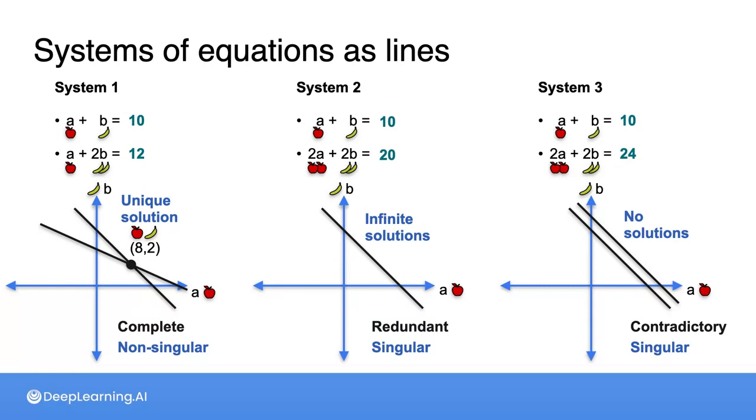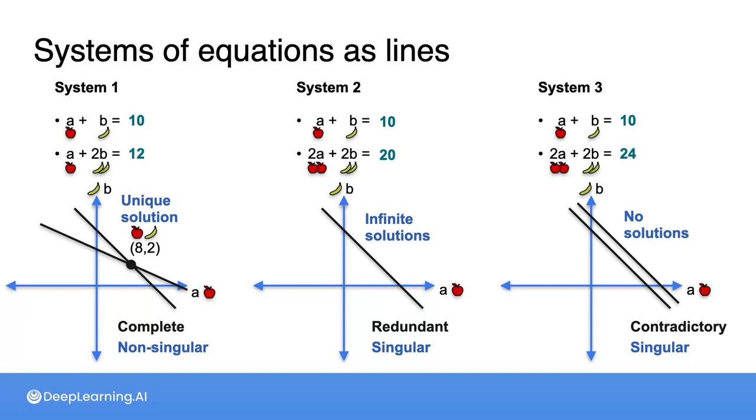Now forget for a moment about the system being complete, redundant, or contradictory, and let's focus on singularity and non-singularity, because these are the terms we're going to be studying during the whole class. Note that systems 2 and 3, the singular ones, are very similar since both consist of parallel lines. The difference is that in system 2 these lines are the same, and in system 3 they're spaced apart, but both are fundamentally different from the non-singular system 1, since in system 1 the two lines are not parallel.